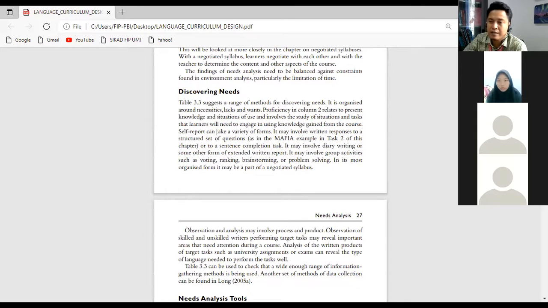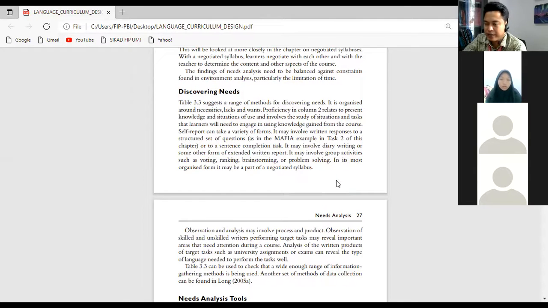Necessities relate to present knowledge and the situation of use, and involve the study of situations and tasks that learners will need to engage in using knowledge gained from the course. Self-report can take a variety of forms. It may involve written responses to a structured set of questions, as in the Muhammadiyah example in task 2 of this chapter, or a sentence completion task. It may involve diary writing or some other form of extended written report.